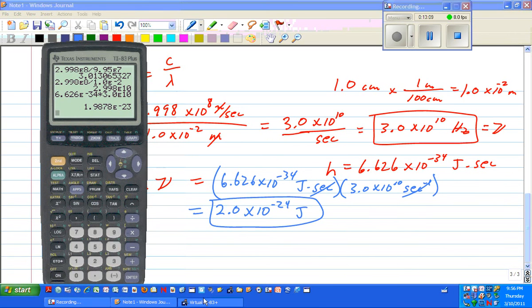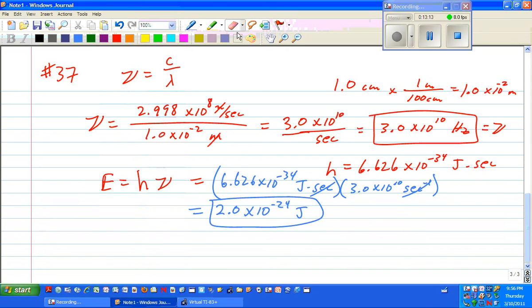Double check that, I think I copied it right. Times 10 to the 23rd. Whoops. It's 10 to the negative 23rd joules.